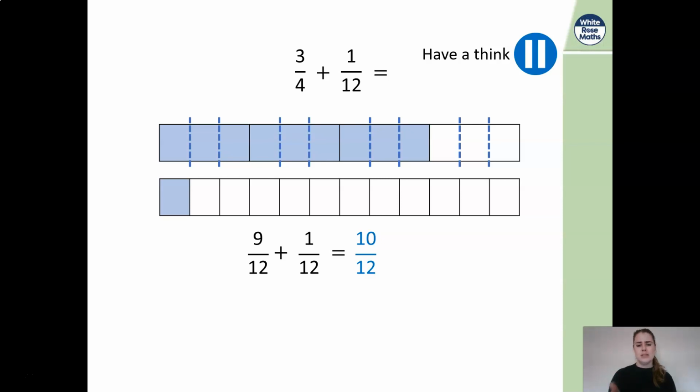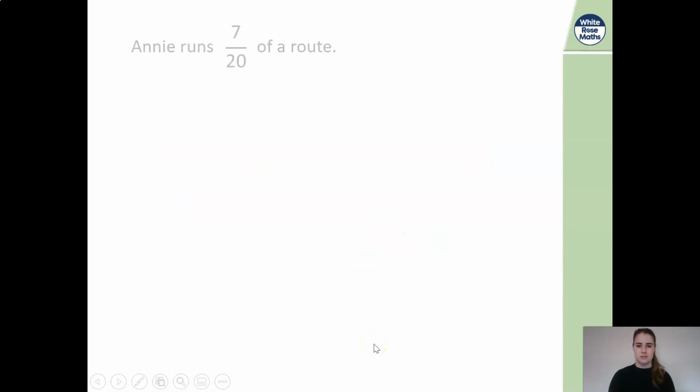Okay, so think, well, what's the smallest possible number that goes into 10 and 12? Well, 2 does. So how many times does 2 go into 10? It goes 5 times. How many times does it go into 12? It goes 6 times. So it's going to be equal to 5/6. Don't worry if you didn't get the simplified version, as long as you got the main answer, then that's fine.